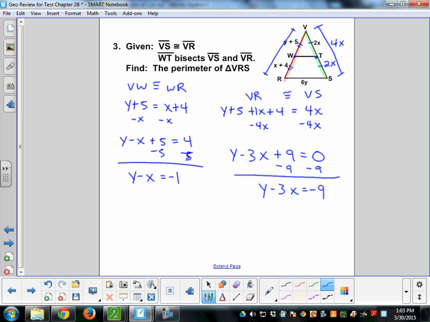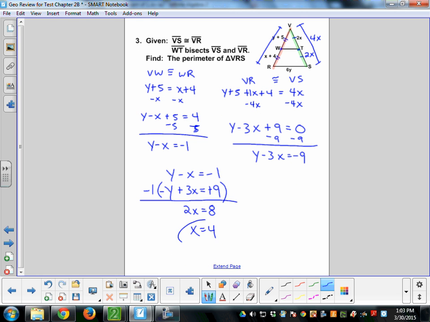Okay, so now I have two equations, two unknowns. So I set them up in a system. And if I multiply let's say the bottom one by -1, what that does is a sign changer. So it's going to make this negative, that positive, and that positive. So then when I go to add these, the y's fall out, and I have 2x equals 8. So it looks like x equals 4.